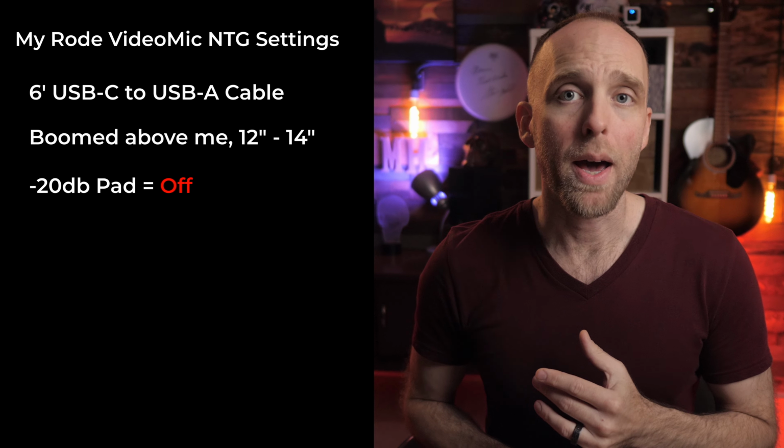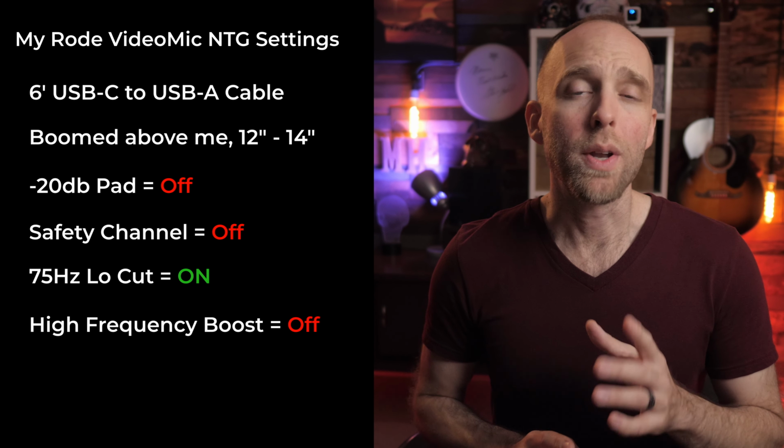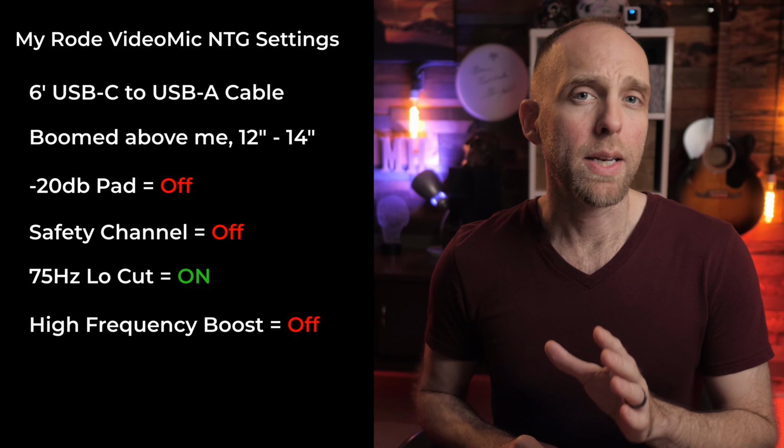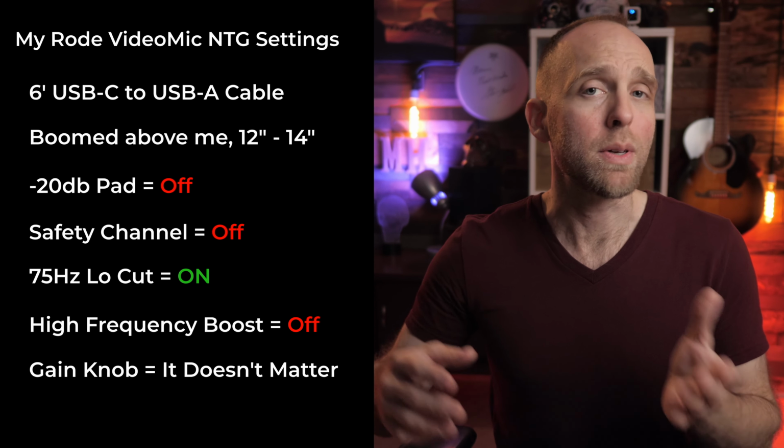And for those of you that are impatient and don't want to wait, here are my settings when I use the Videomic NTG as a direct USB mic. I have the mic boomed up here about 12 to 14 inches away from me on an articulating arm. I don't use the 20 dB pad. I don't use the safety channel. I have the 75 Hz low cut filter on. I do not use the high frequency boost. And when connected via USB, the gain knob on the back has no effect on my input to the computer.